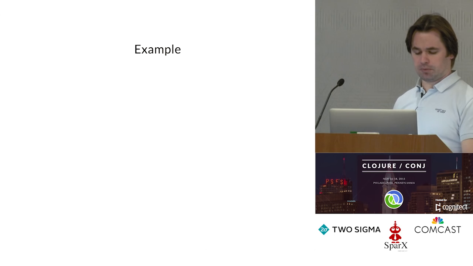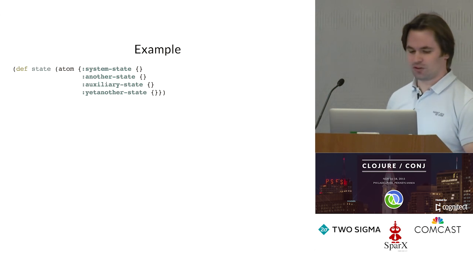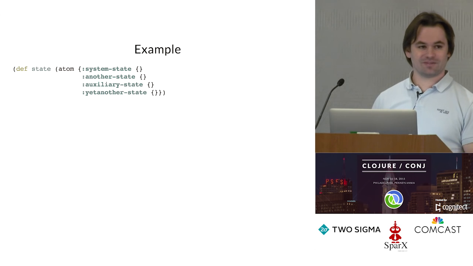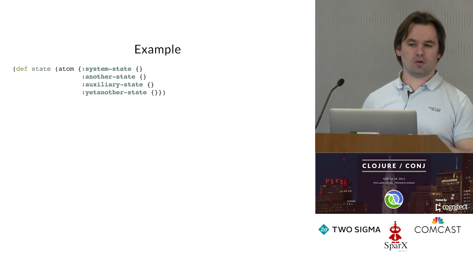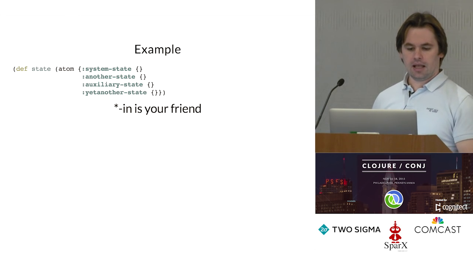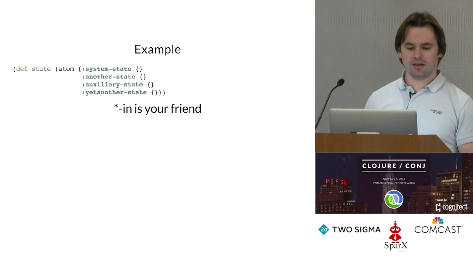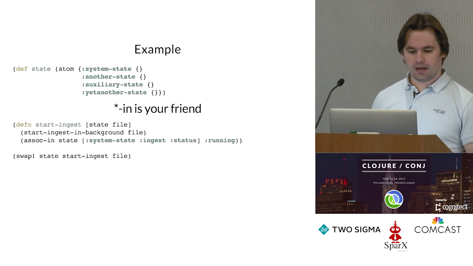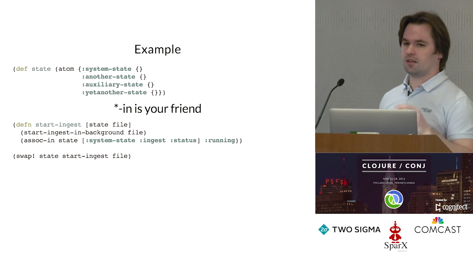So I have a small example, a smaller version of all those state things. In this case, we're using a single atom holding a map pointing to the actual state. And in this case, the update-in, assoc-in, and dissoc-in functions are your friend. And this is how a random function somewhere from a system could look like.